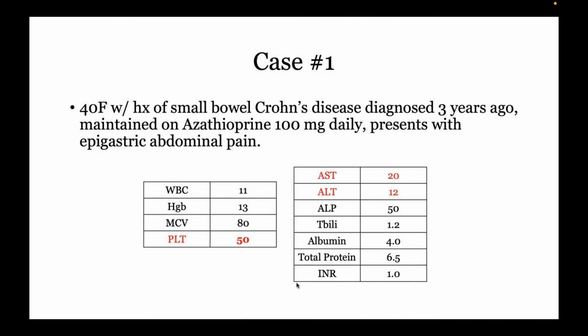Case number 1. This is a 40-year-old female who has small bowel Crohn's disease, diagnosed 3 years ago. She was initially treated with steroids and then was started on azathioprine, which may or may not be monotherapy nowadays. In any case, she was started on azathioprine, 100 milligrams daily, for the past 3 years. She now presents with epigastric abdominal pain, and they do some labs, notable for a platelet count of 50. Even though the AST and ALT are normal, I highlight them because the AST is higher than the ALT, and this sometimes can indicate cirrhosis, especially if other things go with it.